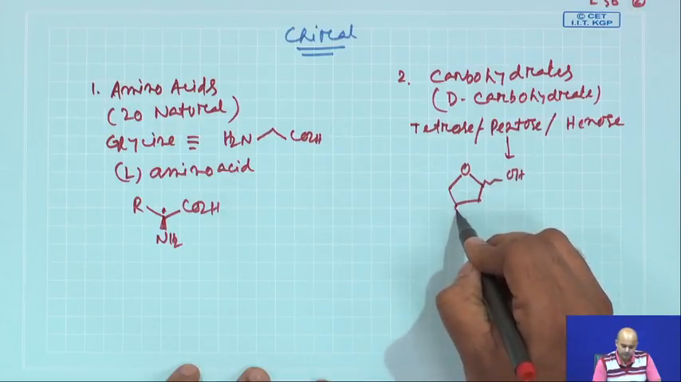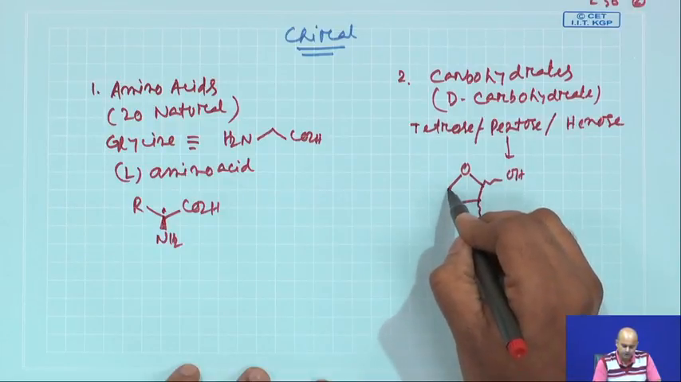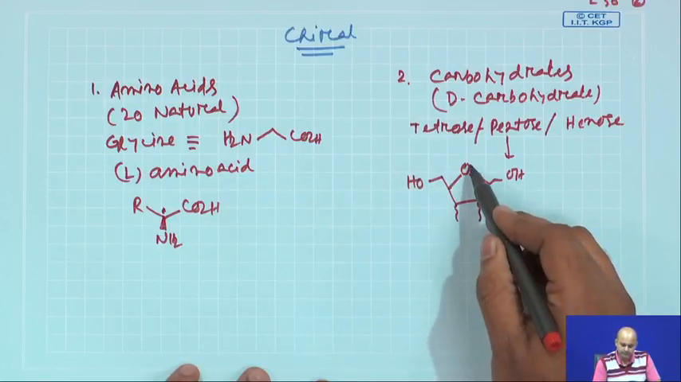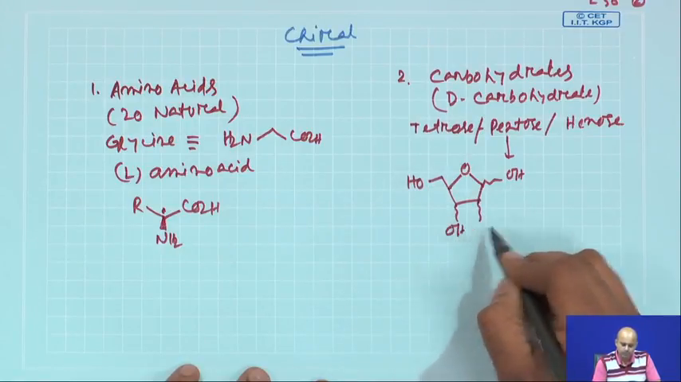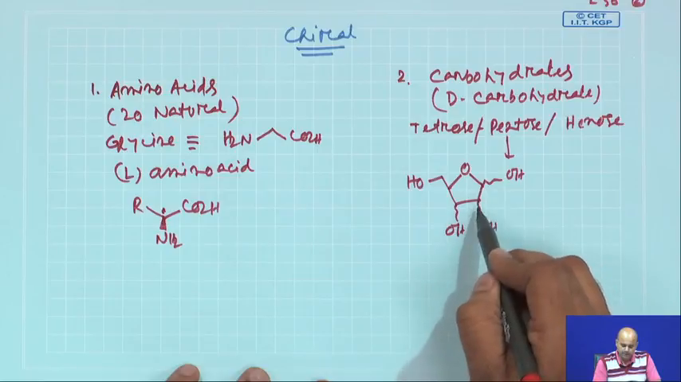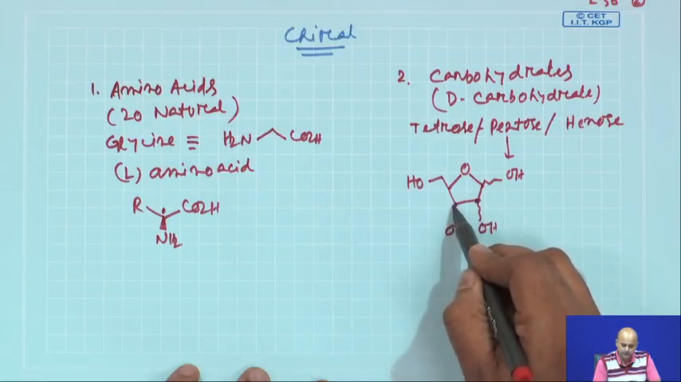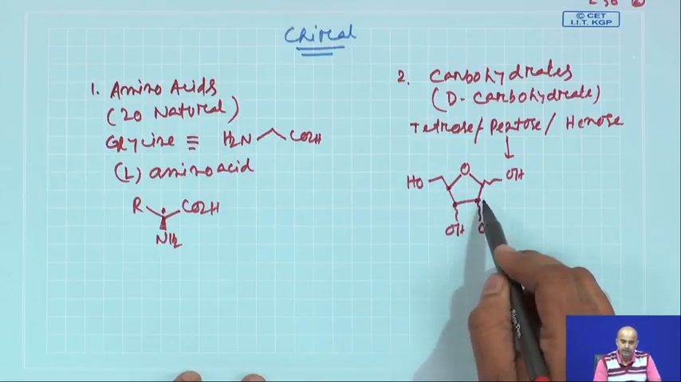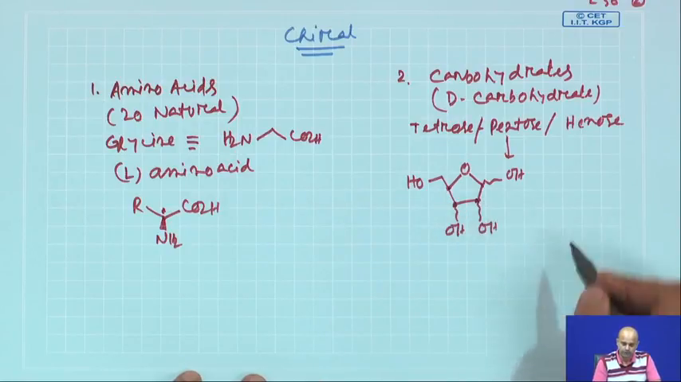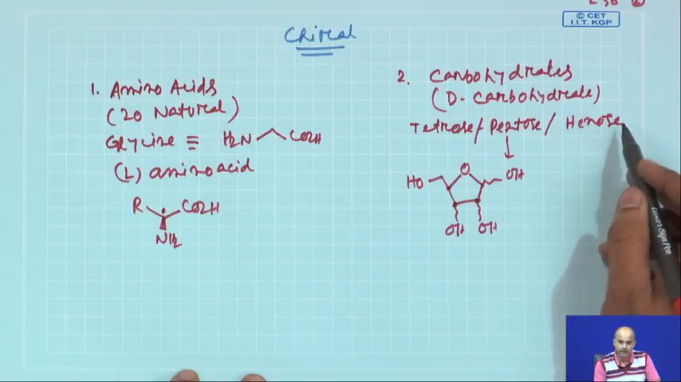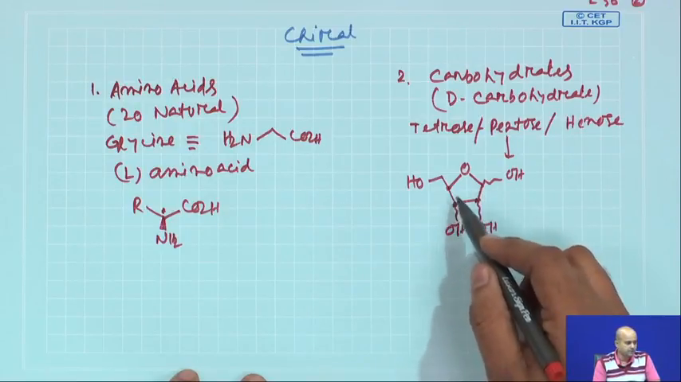I am not drawing the stereocenters here, but if it is a D ribose, a pentose structure, you have this information: this stereocenter is fixed, this is fixed, this is fixed. So, 3 inbuilt stereocenters you are getting in this molecule. Similarly, hexoses like glucose or mannose have 4 inbuilt stereocenters.